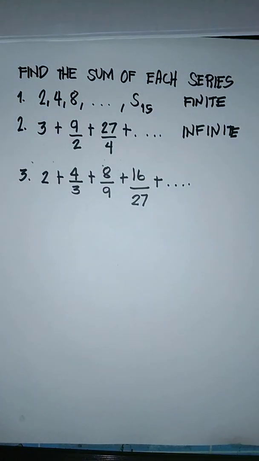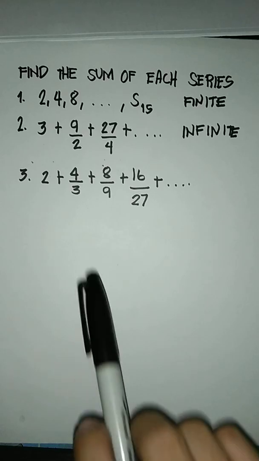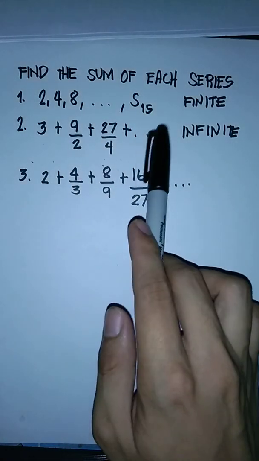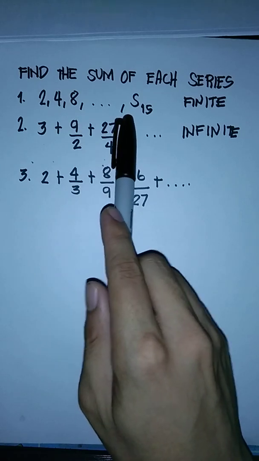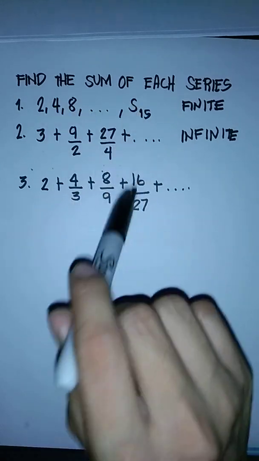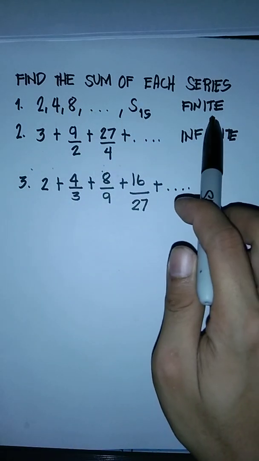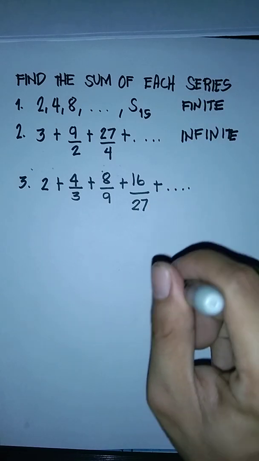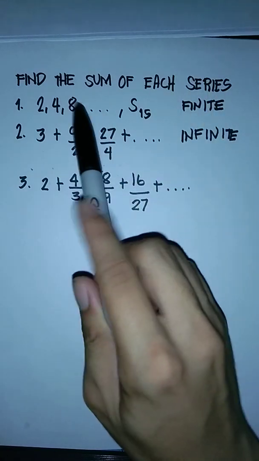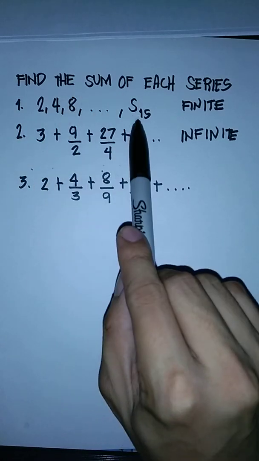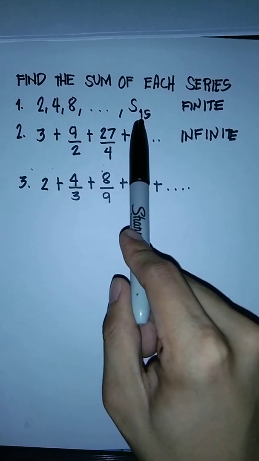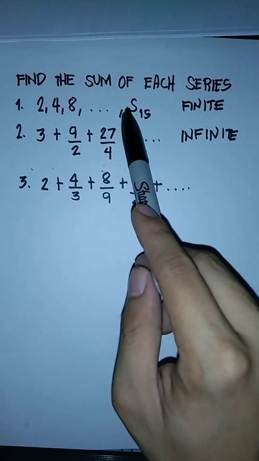So meron tayong given na dalawa at tatlo. Meron tayong tatlong given dito. Nating hahanapin yung kanyang sum. So meron tayong 2, 4, 8, and 15. This kind of series is called the finite series. Bakit siya naging finite series? Dahil meron tayong specific and known first term and meron din tayong known na last term which is S15.